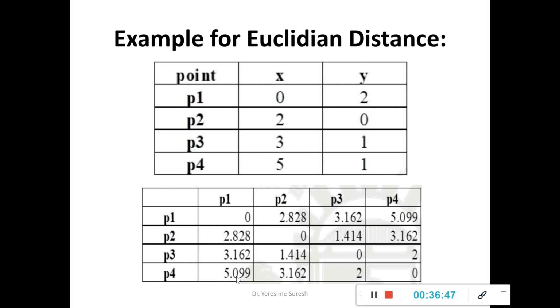P4 to P1 is 5.099. So the diagonal elements will be 0, and if I find the Euclidean distance values for the lower triangular matrix, I can replicate the same for the upper triangular matrix. This is how Euclidean distance works.